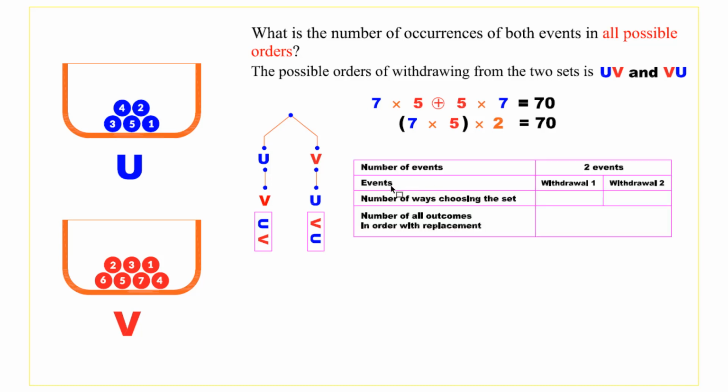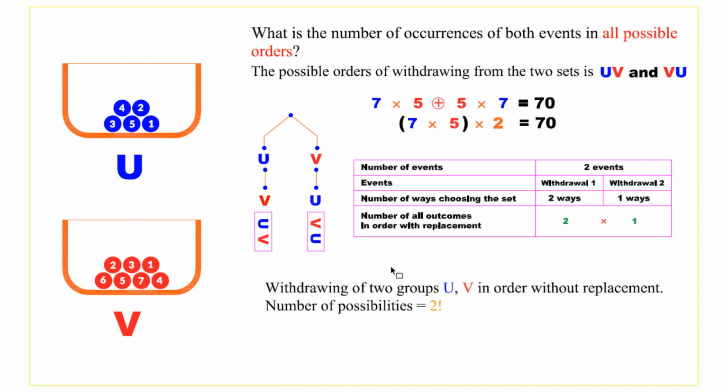Or we can use the table of events. In this table of events we have the number of ways of withdrawing the first set, which is 2, and the number of ways of withdrawing the second set, which is 1, and we end up with 2 times 1, which is 2 factorial. So this 2 here is nothing more than 2 factorial. And for this reason, the 2 here is a permutation of the U and V sets in order without replacement.